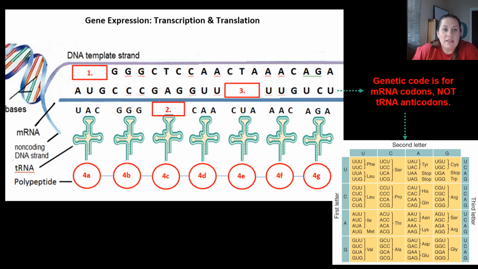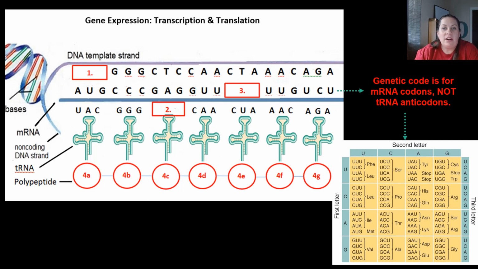If we take a look at this, if my messenger RNA says AUG for number 1, what would that actually be if we were to go back to the DNA template? What does A pair with in DNA? Well, A pairs with T. What does U pair with? U pairs with A, and G pairs with C. So number 1 would be TAC.